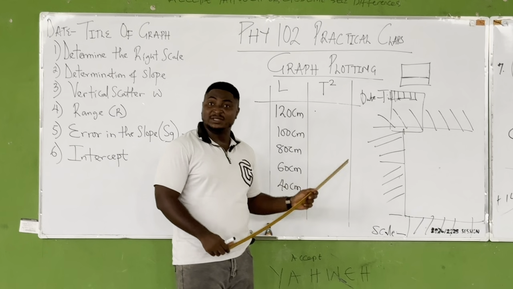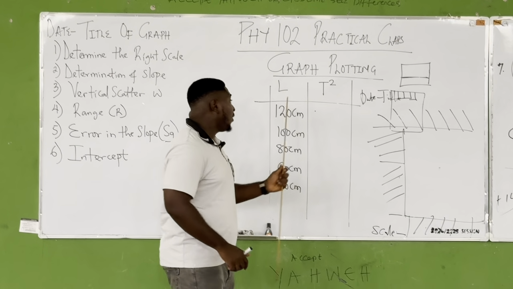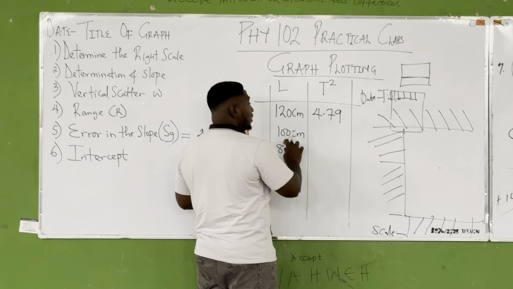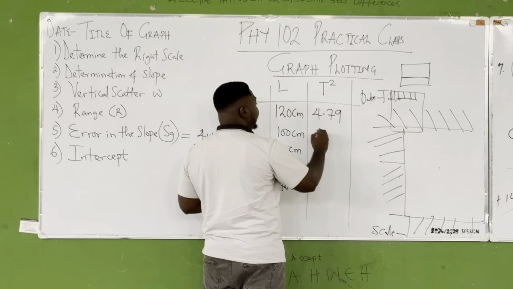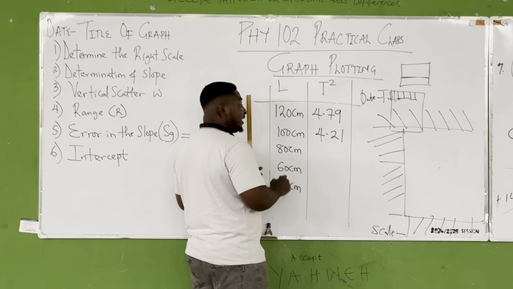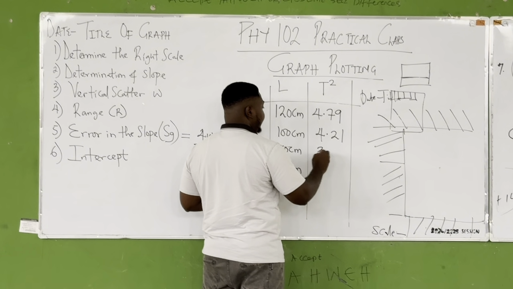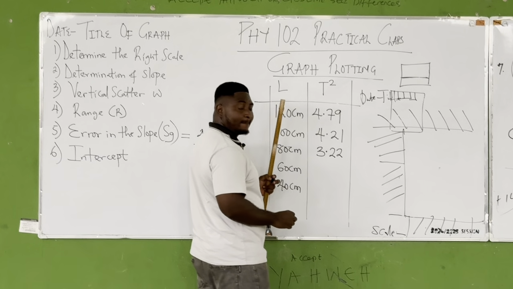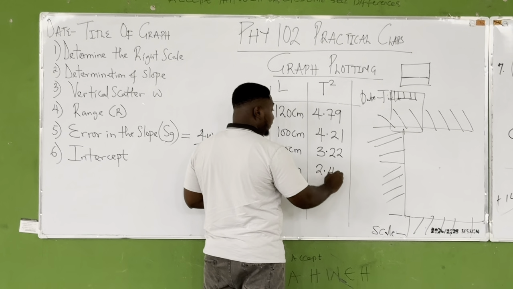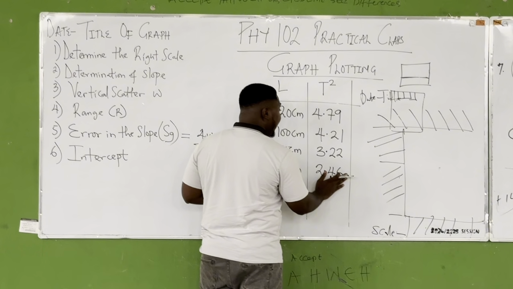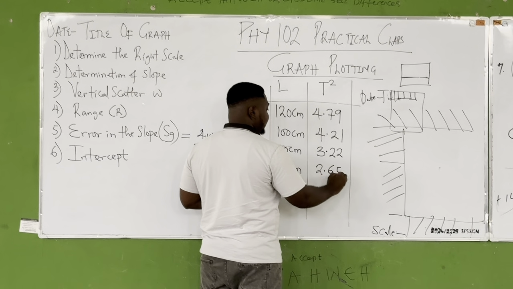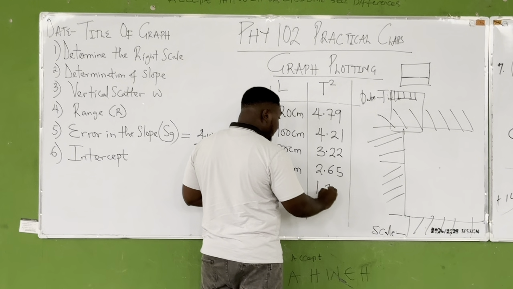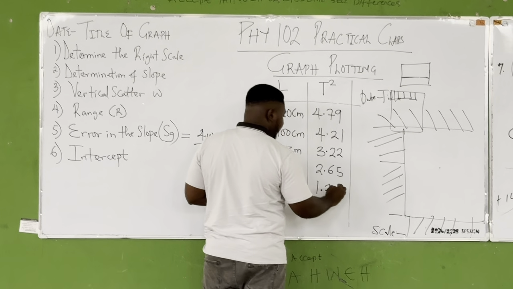Who has this table 1? Please go to your practical note. So for 120 centimeter, what's the T square? 4.7. For 100 centimeter, what's T square? 4.2. For 80 centimeter, 3.222. For 60 centimeter, 2.65. For 40 centimeter, what do you have? 1.73. No problem.